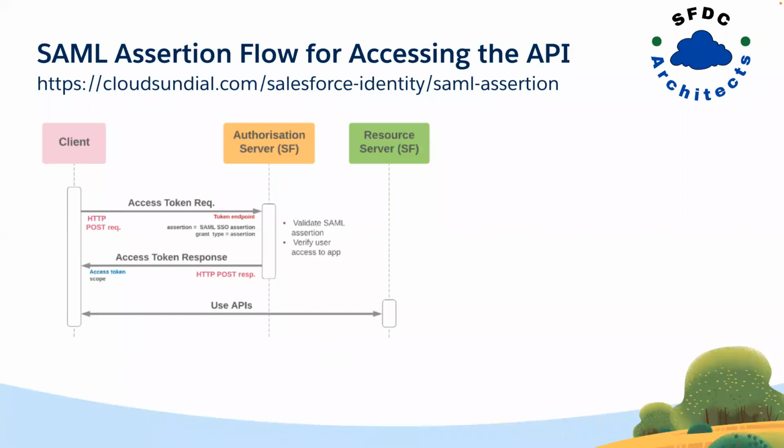So that flow, and again, Cloud Sundial is great. They're only showing part of it, but the client is going to generate the SAML assertion and send that as part of the request for the access token. That goes to the token endpoint, and the grant type is assertion, like we said earlier. If that is validated and successful, they get back their access token, and then with that access token, they can use a resource server.